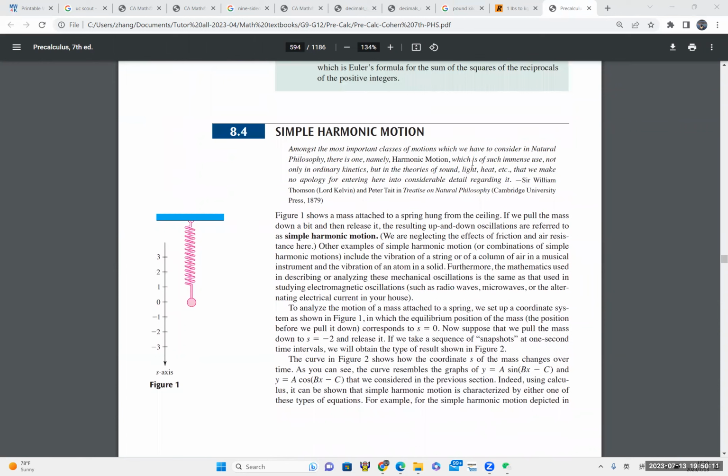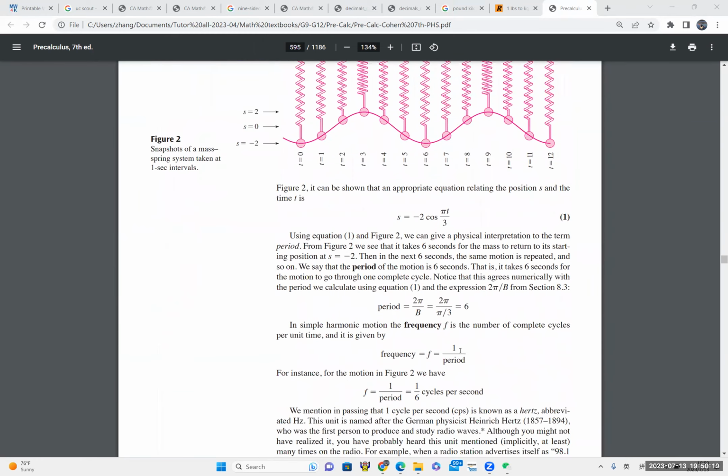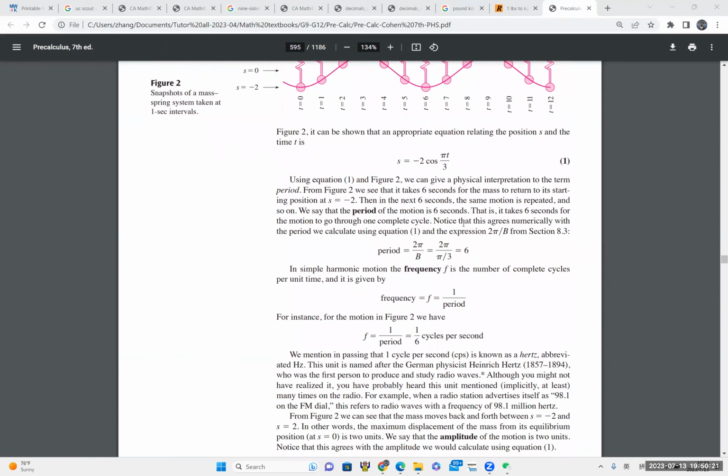This is simple harmonic motion, which is related to physics. You just need to get its function, which is trigonometric, either using cosine or sine. Cosine can actually be transformed into sine form, right? And sine form can be transformed into cosine, right?